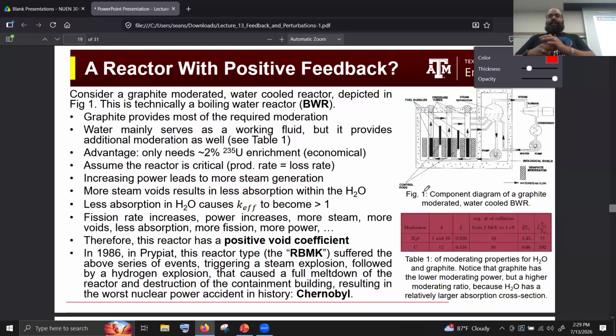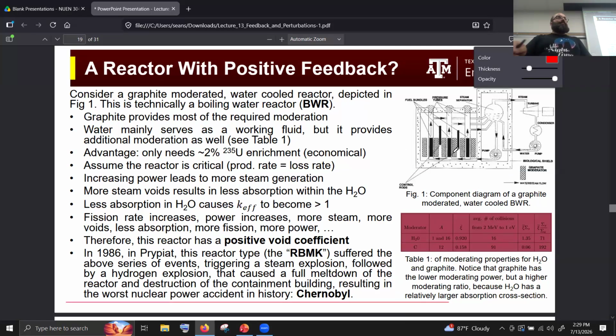So this is just kind of making us think about what we've been talking about, to imagine what if we had a reactor that had a positive feedback effect. This is a picture of a reactor that has graphite as a moderator and water as a coolant. And so technically this is also a boiling water reactor, in that as the coolant goes through these fuel channels, it boils, which produces voids, which then allows steam to be generated, which turns a turbine and does all that fun stuff.